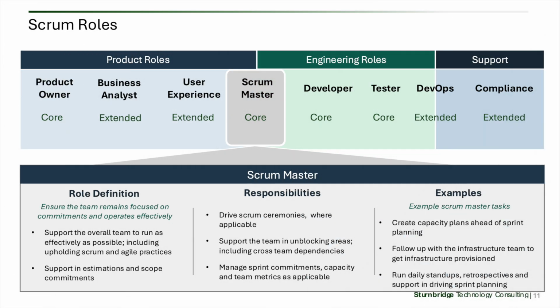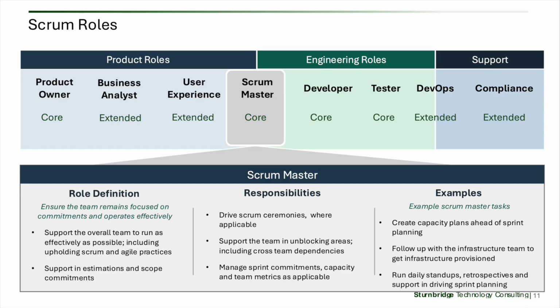The next core role is the Scrum Master. The Scrum Master's role is to ensure the team remains focused on their commitments and that the team operates effectively. This includes upholding Scrum and Agile practices while driving continuous improvement where it makes sense for the team. They also support in the estimation process and scope commitments for the team, generally within that sprint timeline.